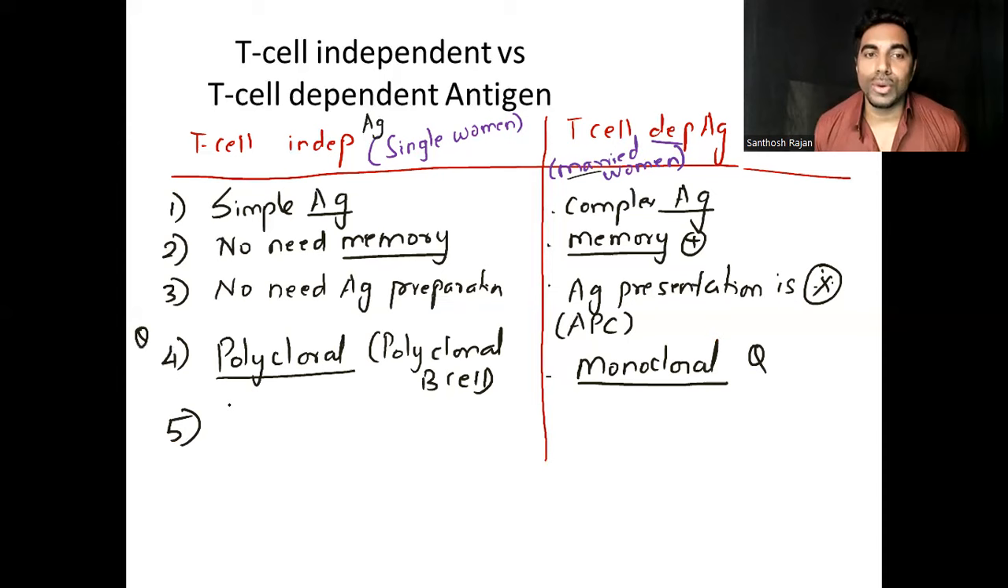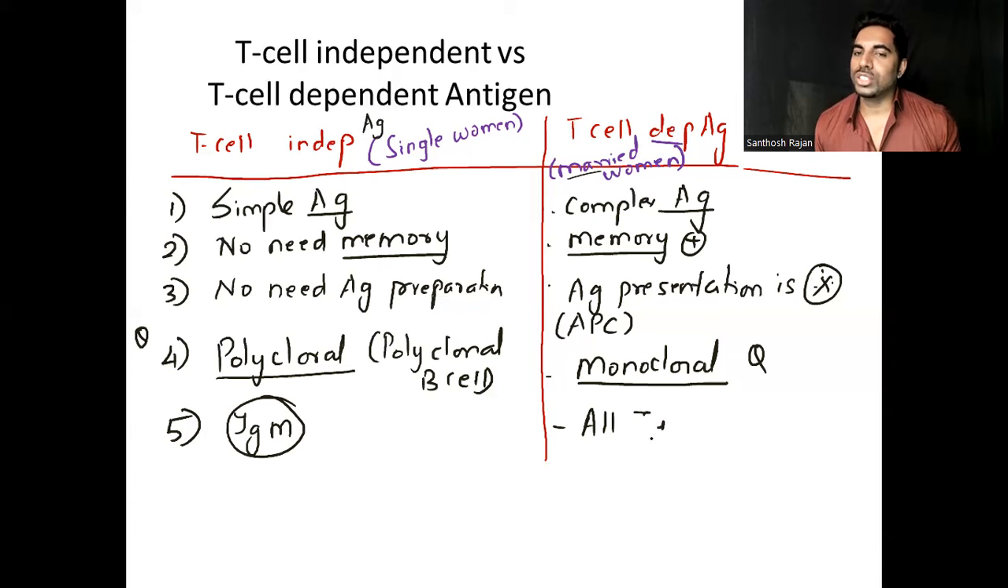Now, what's the other point important? Here, polyclonal ho gaya. But unfortunately, she's single. So, life mein koi productive to kuch nahi hai. So, uska waise kya hota hai? She gives only immunoglobulin M hota. So, life mein kuch productive nahi hai. But uska aise nahi hai. T-cell dependent, husband ko if you depend, she will be very productive. So all immunoglobulins. So her life is productive. So all immunoglobulins she produces because husband is helping her.